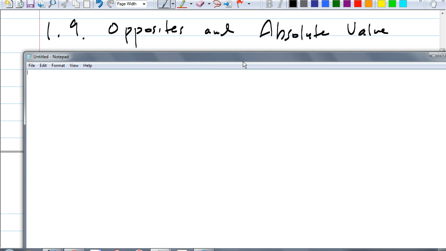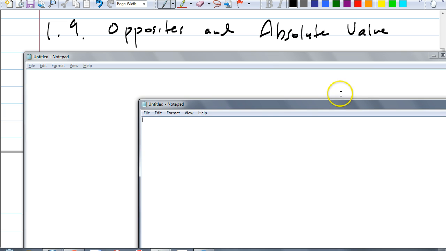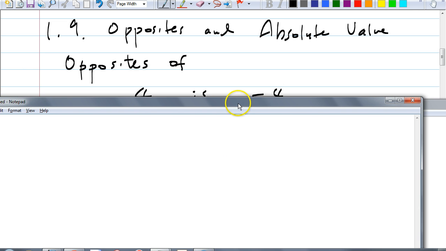Okay, now that was 1.8. Now we're going to go to 1.9: opposite and absolute value of numbers. That's the topic for section 1.9. So we all know how to do this. For example, let's talk about the opposite of a number. I'm sure everyone could answer this.